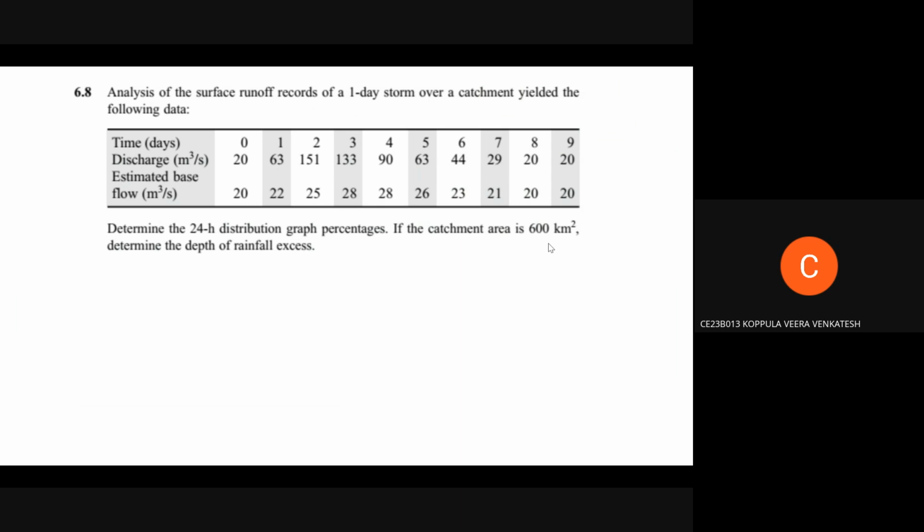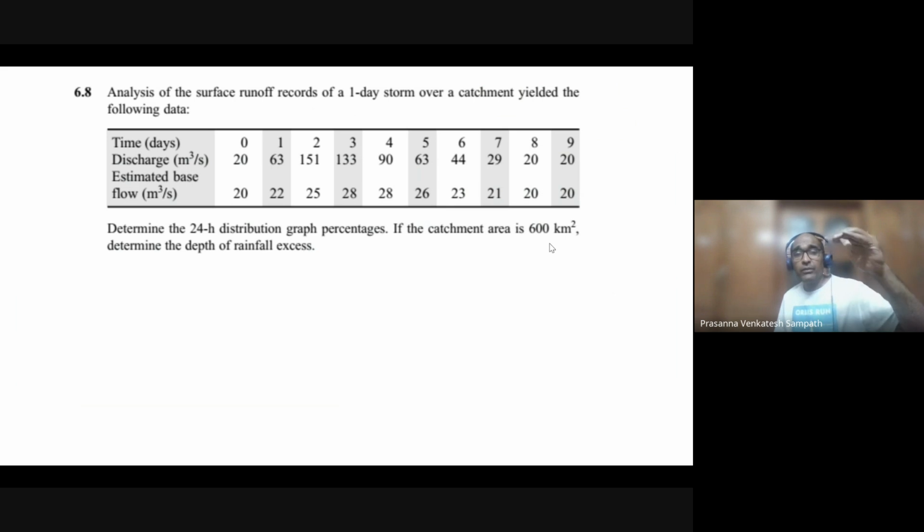We have total discharge and estimated base flow. So we have to initially get the, by subtracting, we will get the surface runoff. Correct. Very good. So we have the discharge, which is the combination of runoff and base flow. In the next row, we are provided the estimate of base flow. Simply subtract the third row from the second row, right? What will be left is the direct runoff hydrograph ordinate.